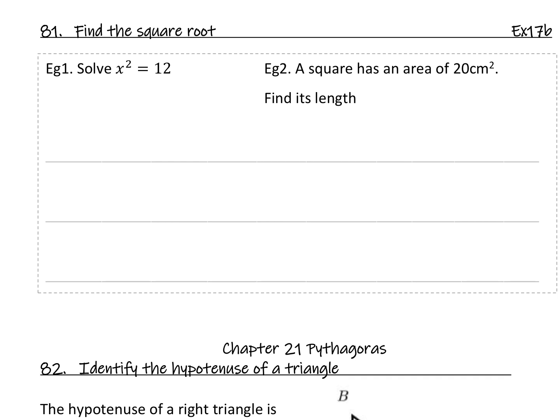Find the square root. Pause the video and have a go at examples 1 and 2. Example 1. Solve x squared equals 12.